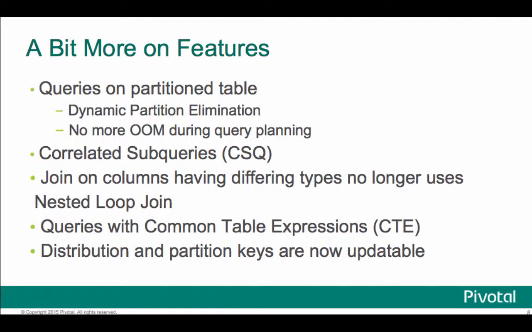Joins on columns with differing types on the left-hand side and the right-hand side of the join will no longer go to a nested loop join, which tends to be very inefficient. Queries with common table expressions, as I mentioned before. And then, again, the distribution of partition keys are now updatable, which is something that people have asked for.